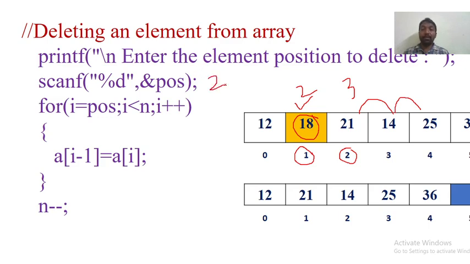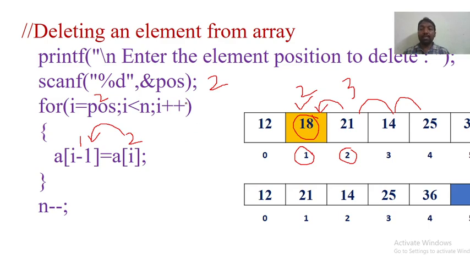I want to remove the element from the second position. Second position indicates i minus 1, which is a of 1. Now what is i here? Second. The code here is that a of 2 is shifted to a of 1. It means 21 is overwritten in the first index. It means the removed element is replaced and the 21 is placed in the first index.